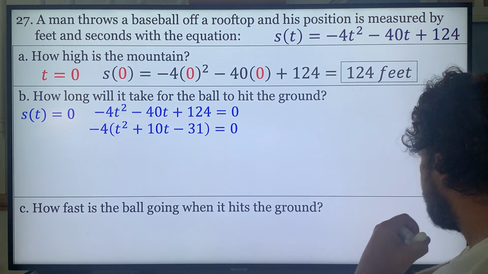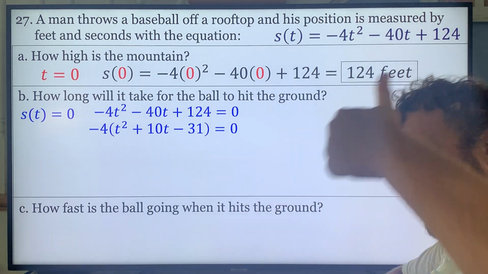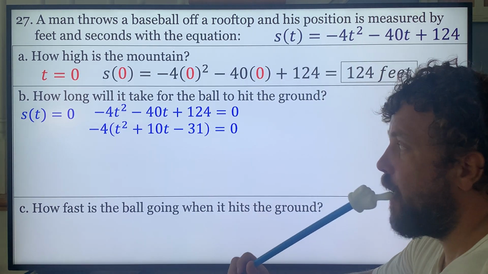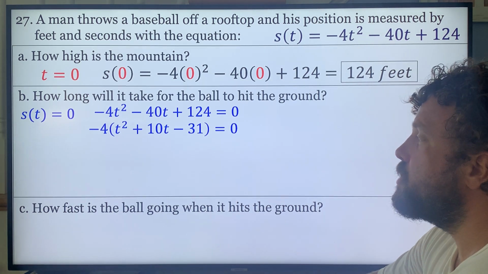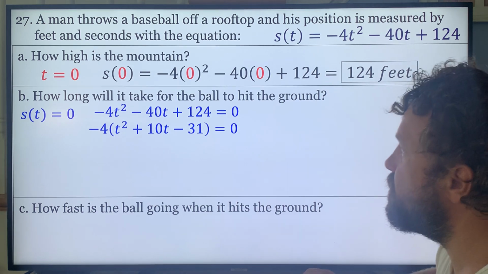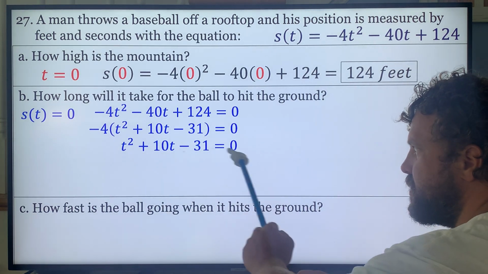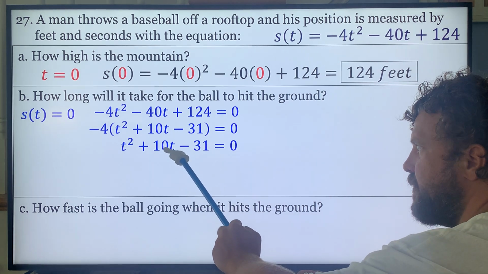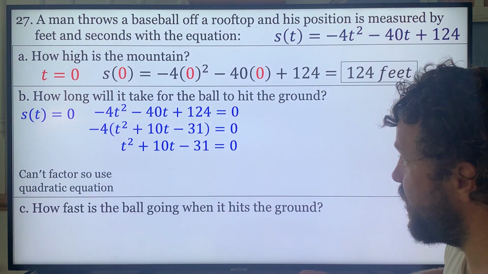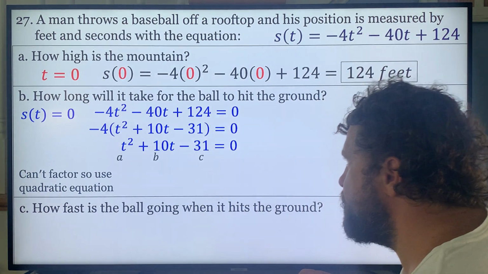Ready for the fun to begin. Factors of negative 31 are 1 and 31. And that's it. 31 minus 1 does not equal 10. Uh-oh. So what does that mean? What do we have to do to solve for this equation? We can first divide everything by negative 4. Now how do I solve here for t? Yep, you're right. Quadratic equation. So you can't factor it, so you would have to use the quadratic equation.